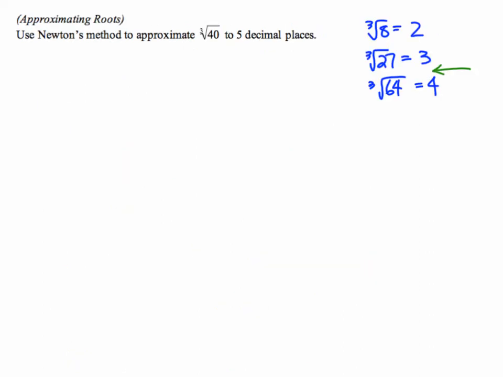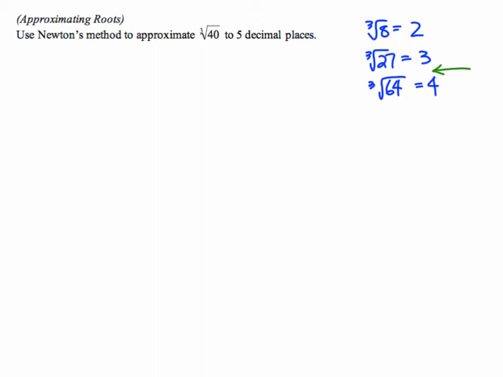In this question, I'm approximating the value of the cube root of 40 to 5 decimal places. Well, I do know that the cube root of 8 equals 2, cube root of 27 equals 3, and the cube root of 64 equals 4. So 40 is in between there, and I need to approximate it to 5 decimal places.